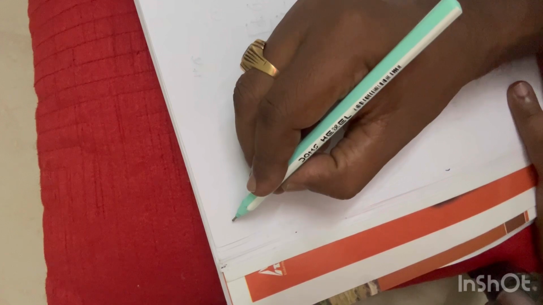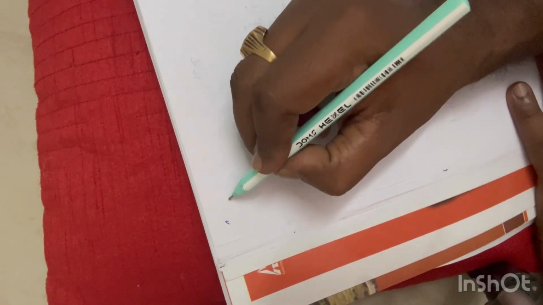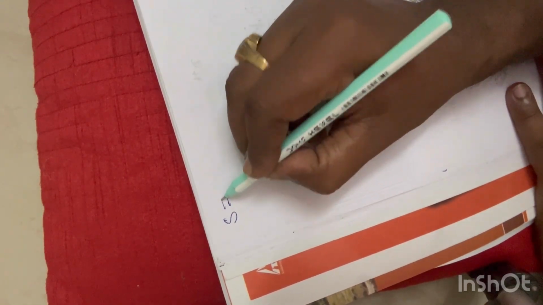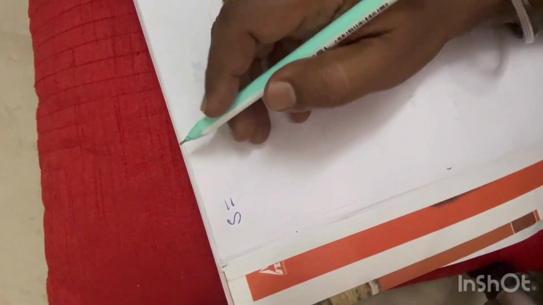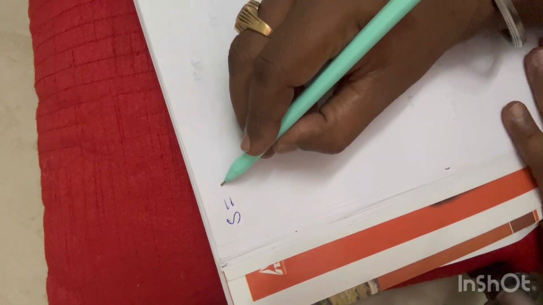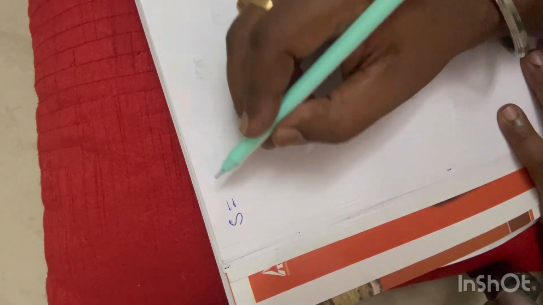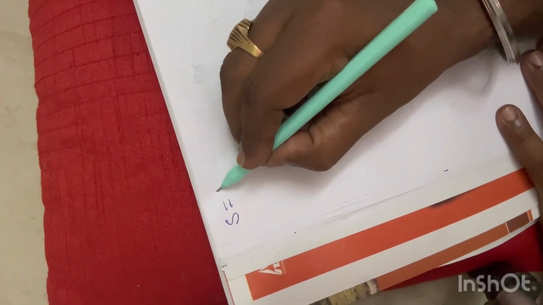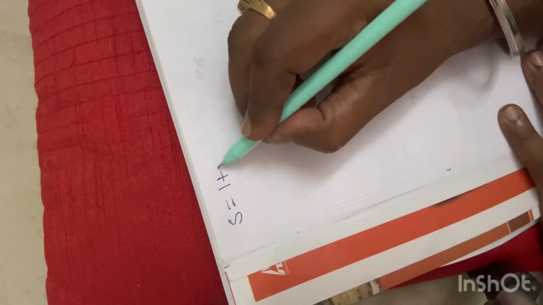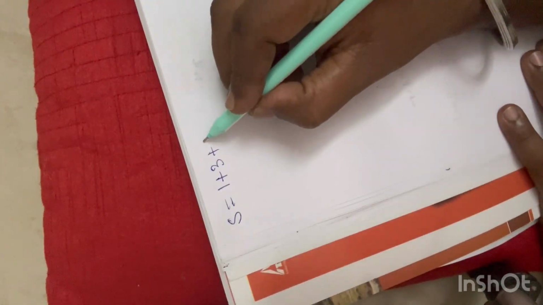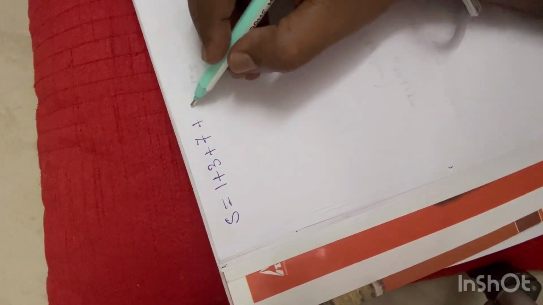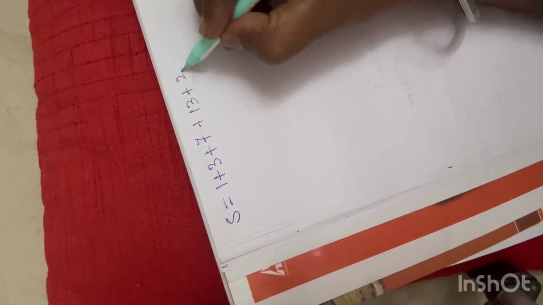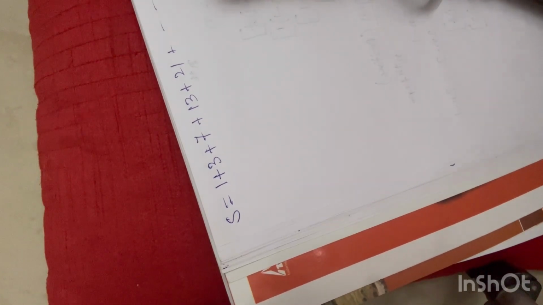Now let us see one series. You have to find the sum for this series. Let's say I'm taking a series of my own. So I have to find the sum of 1 plus 3 plus 7 plus 13 plus 21 plus dot dot dot, and this also extended up to the nth term, let's say.